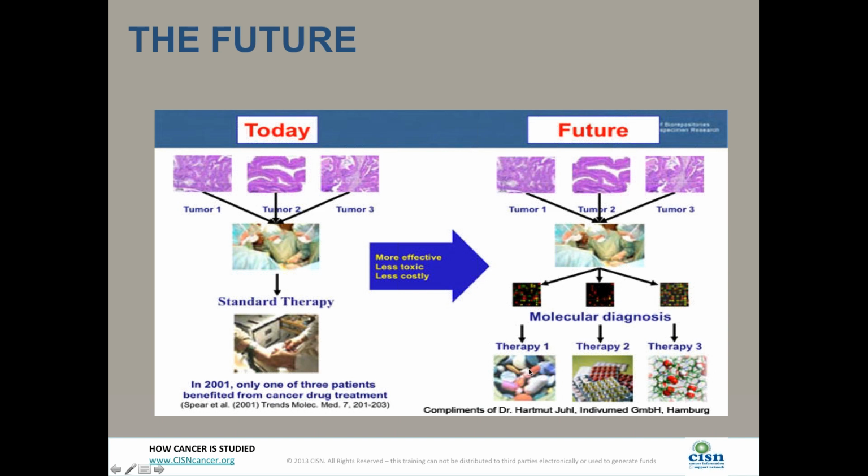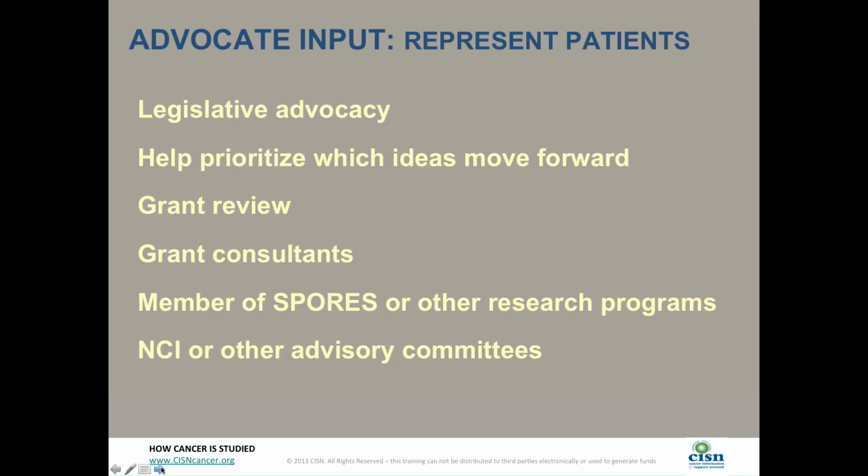Something will happen in here such that they will be identified for which therapy will work for them. And that's the goal of personalized medicine. That's where we're moving. And that's why, again, tissue is so important. So let's talk just a little bit about how an advocate can help at the translational level.